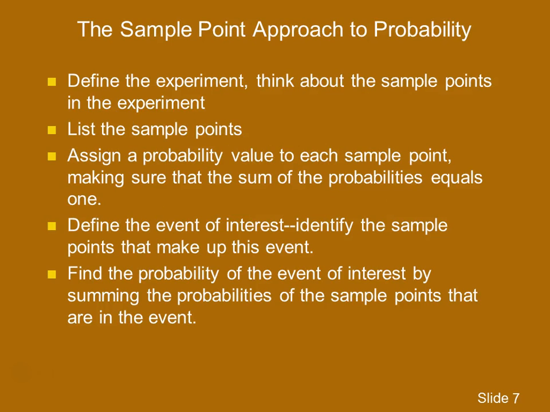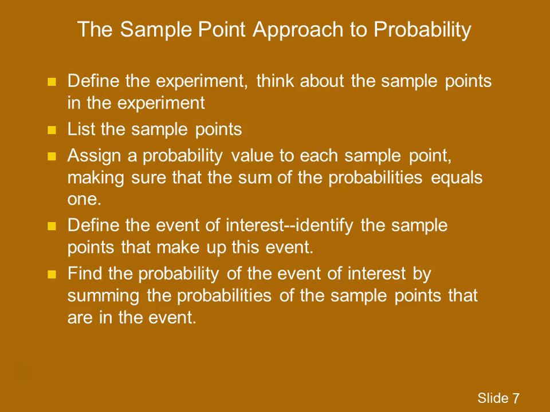Let's start with what I call the sample point approach to probability, which is a very simple method when it can be used and applied, although it has some limited applications. Define the experiment. Think about the nature of the sample points, and if possible, list them. Just write down the sample points. Now, of course, if you're going to list them, it helps if there's only a small number or not a very large number. We'll see that's one drawback to this approach.